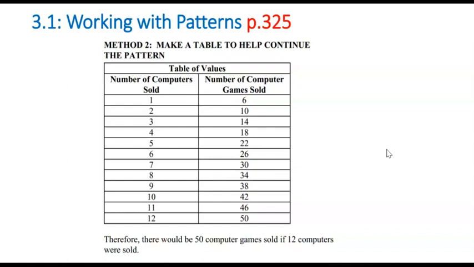A better way, our second method, is to make a table. The table is a list format that can help us to continue the pattern. Notice that over on the left-hand side, we're using that +1 pattern, going down the line all the way to 12 computers. And on the right-hand side, we're using a +4 pattern all the way down, so that when we hit 12 computers, we see that we have 50 games. Again, this is a great method. This is a table of values. This is the basis for us forming equations.